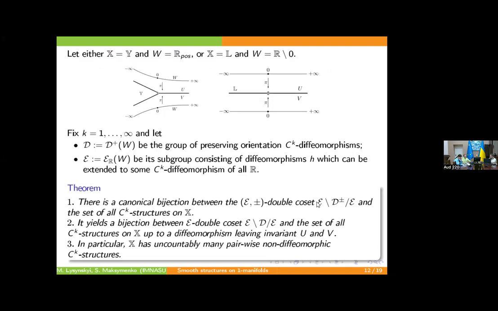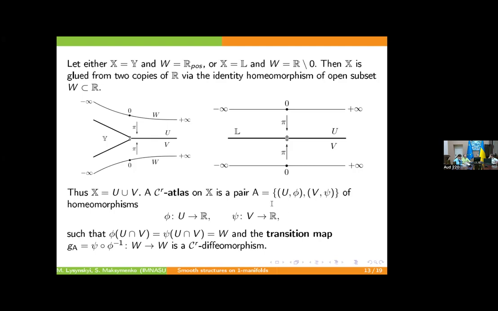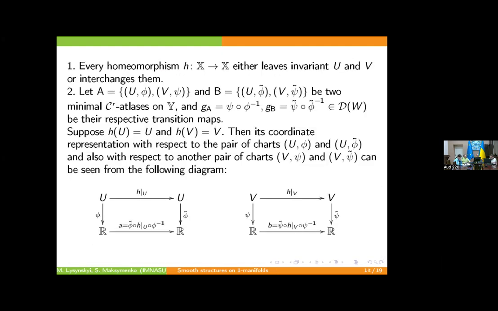So I take here atlas L, atlas A, and I associate to this A the double coset of this GA. And it turns out, and actually the theorem claims, that this correspondence induces a bijection between the set of smooth structures on X and the set of the corresponding double cosets.